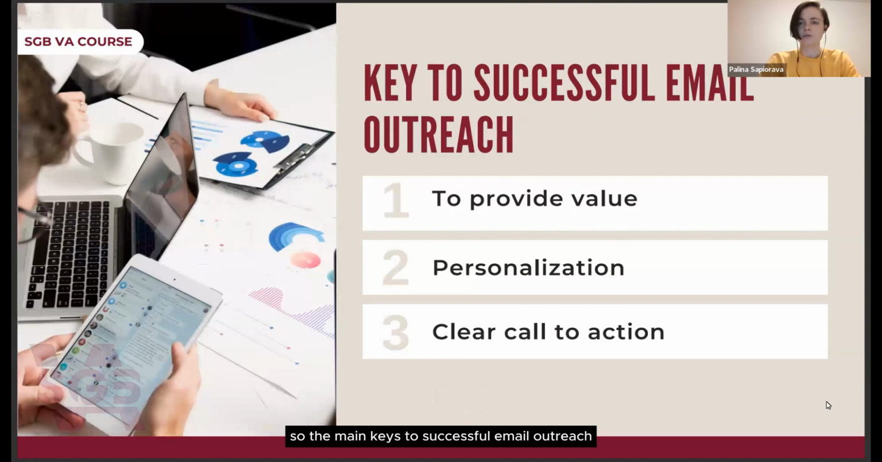So the main keys to successful email outreach are to provide value, because like I've said, it's the main thing that will attract attention and make the recipient communicate with you further; personalization, because it makes them feel like you're really interested in them; and a clear call to action, so there won't be any misunderstandings about what you are supposed to do next.